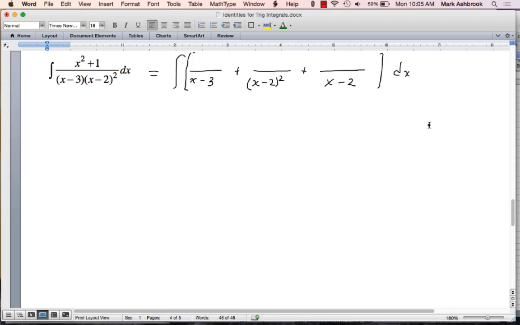So we look at this x minus 3. What's the degree of that? It's 1. So what's 1 less than degree 1? Constant. Likewise, x minus 2. 1 less than degree 1 is constant.